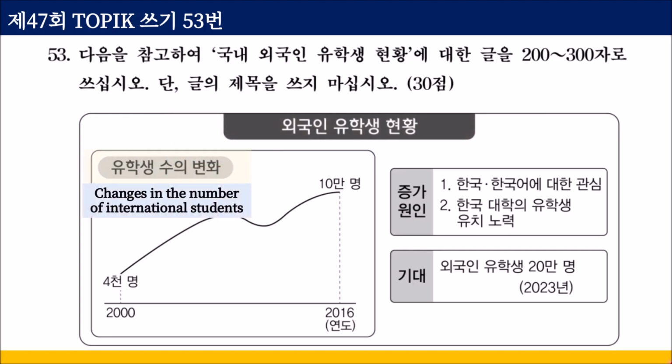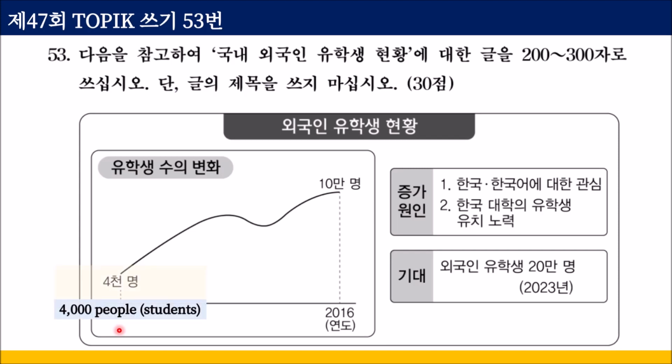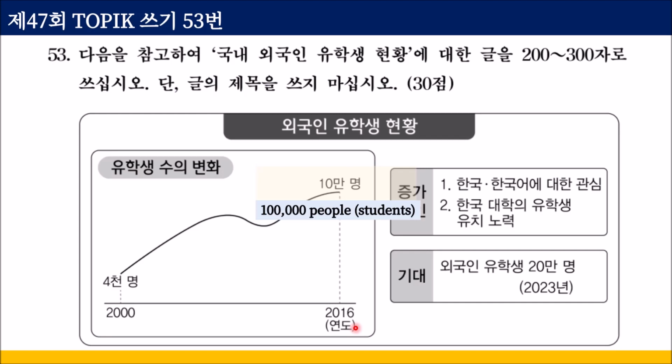유학생 수의 변화. Changes in the number of international students. So we can see here that in the year 2000, it started with 4,000명, 4,000 people or students. And then, in 2016, 10만 명, 100,000 people or students. So coming from those information, we can see that from 4,000 students to 100,000 students, there was an increase in the number of students. Here on the right side are other information that will be helpful in our interpretation.